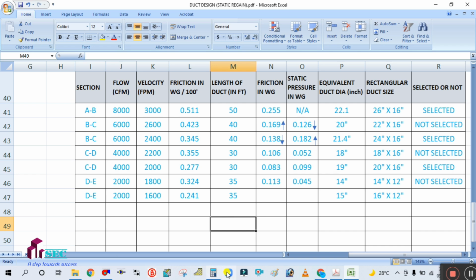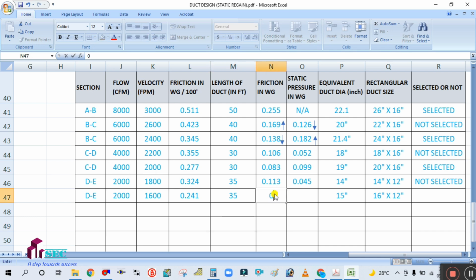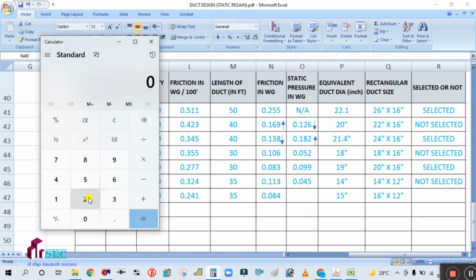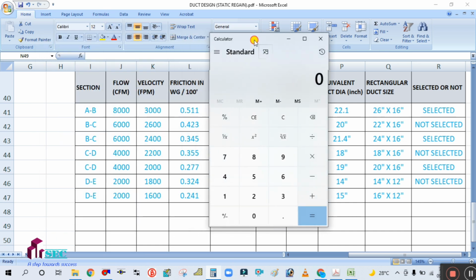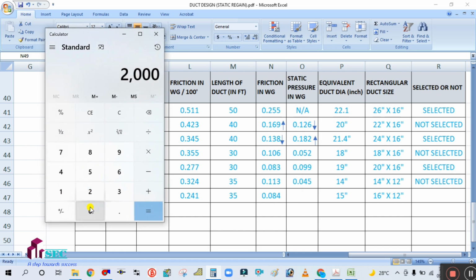So for 35 feet, how much will it be? Simple, you multiply 0.241 into 35 divided by 100. So 0.084. Now we have to check the static pressure. How to check this? Simple, you take V1. V1 was 2000. So 2000 divided by 4000, whole square, is 0.25.